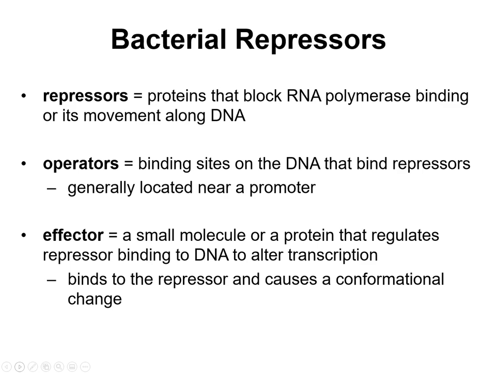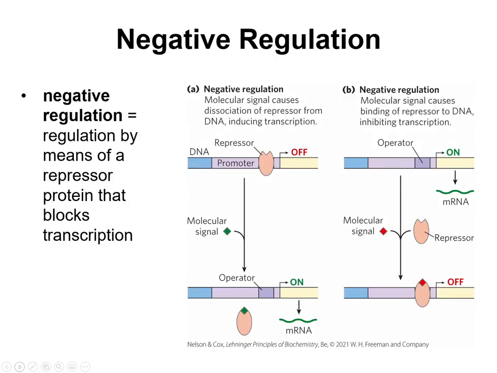Then there are effectors, and these are small molecules or potentially even proteins that regulate repressor binding to DNA to alter transcription. So these molecules will bind to the repressor and cause some kind of conformational change, and that can either cause them to dissociate from the promoter and allow promoter clearance, or any number of things. We're going to talk about some examples. We're going to nail down some more vocabulary first with some generic scenarios, and then we'll talk about a real bacterial operon.